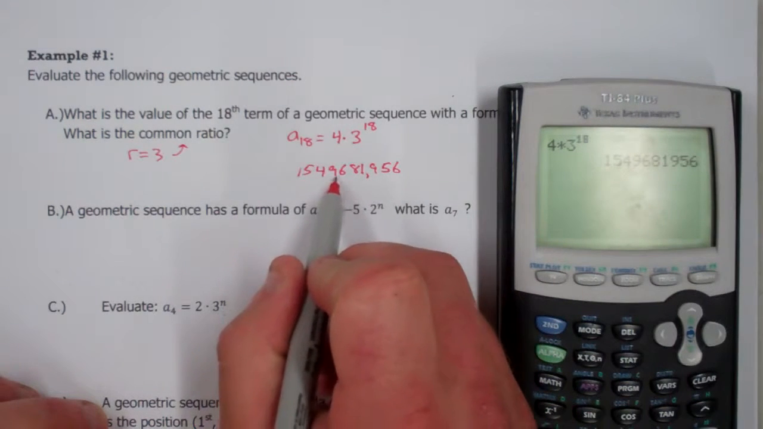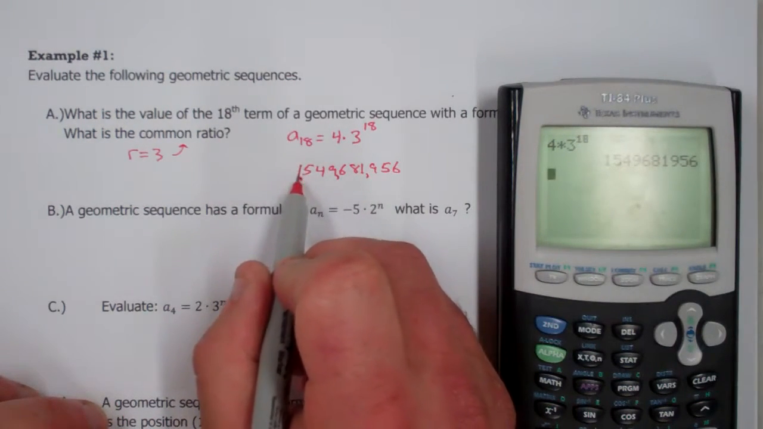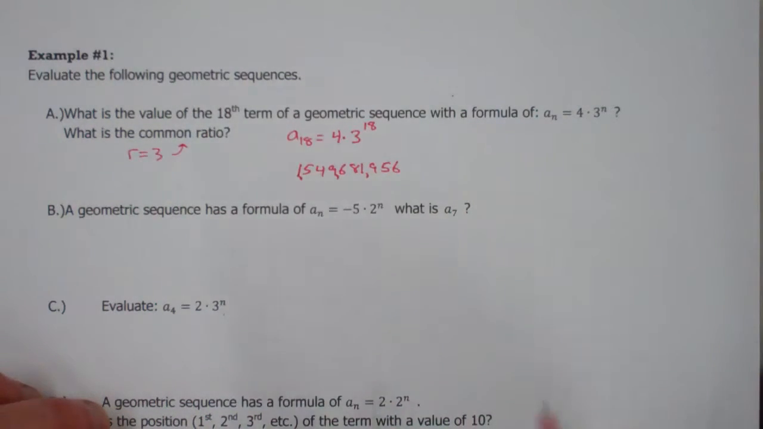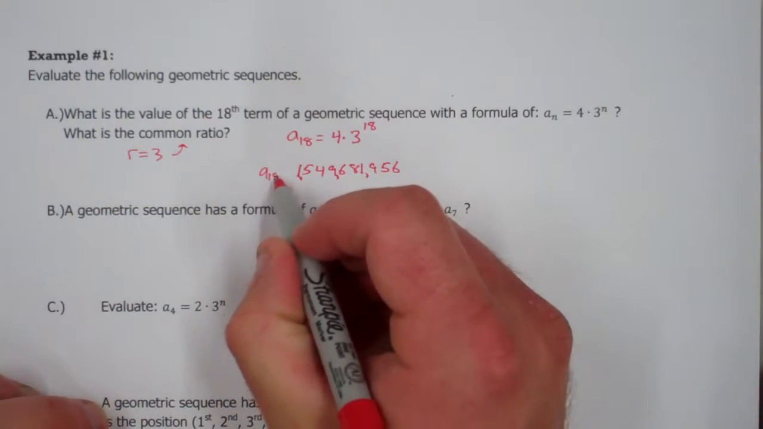154968195. So a little over a billion there. Well, not a little over, a lot over a billion. And that'll be the 18th term in that sequence.